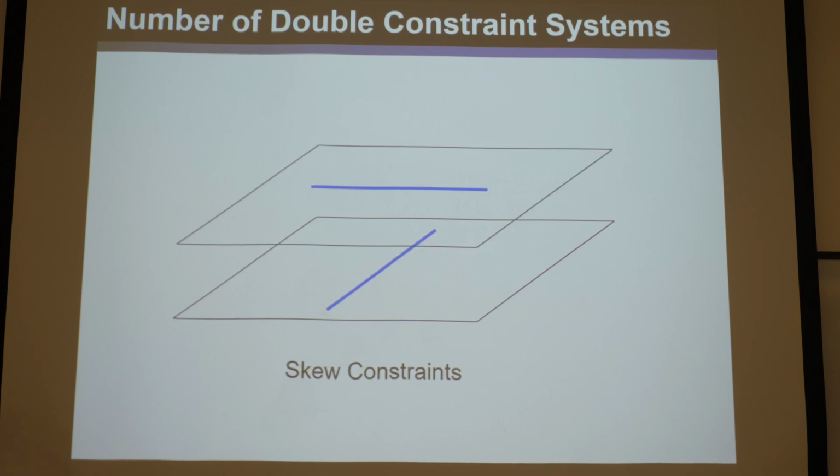Hopefully, I can convince you of that. Well, but then you may say, but there's different ways things can be parallel. The distance between them could be different. And there's different ways things can intersect. The angle between them can be different. There's many different ways they can be skewed.